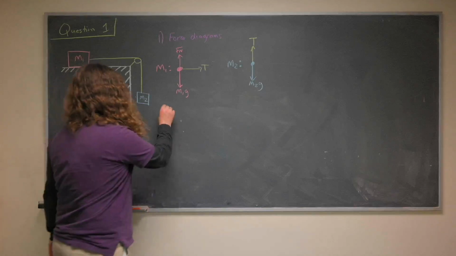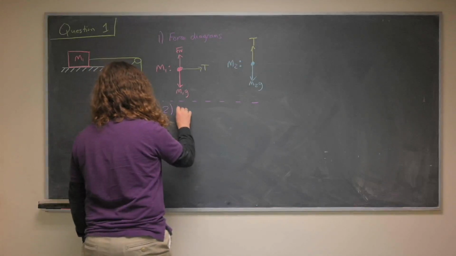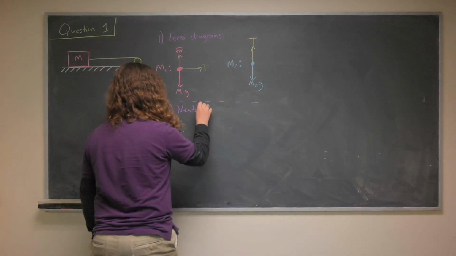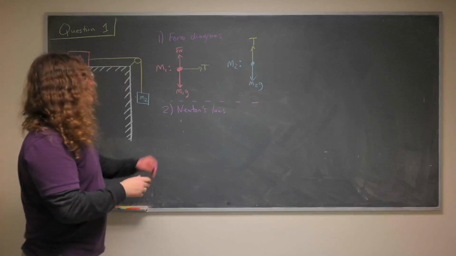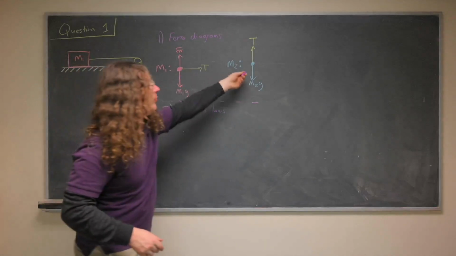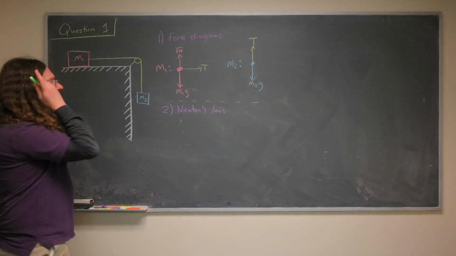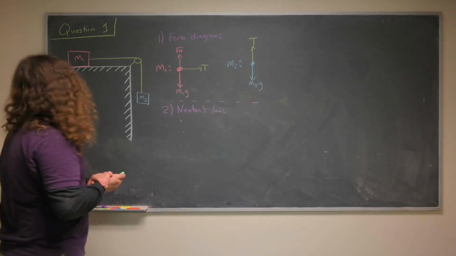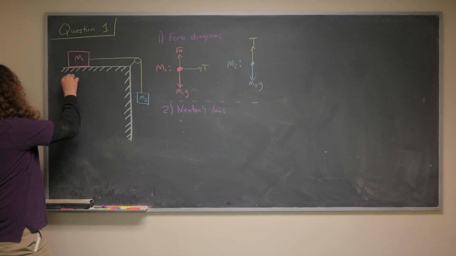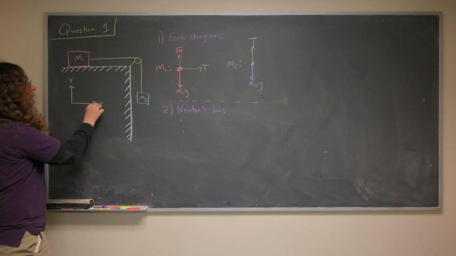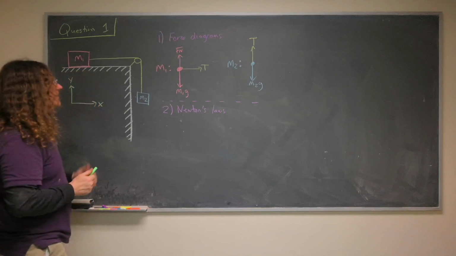Now, the next thing to do is to construct Newton's laws. I'm going to have 3 equations, one for x and y in this, and one for y for that. We need to draw some coordinate systems. So you can pick any coordinate system you like. I'm going to pick the conventional one, like this, for both objects, although there's a reason you might not want to do that, which we'll see in a minute.